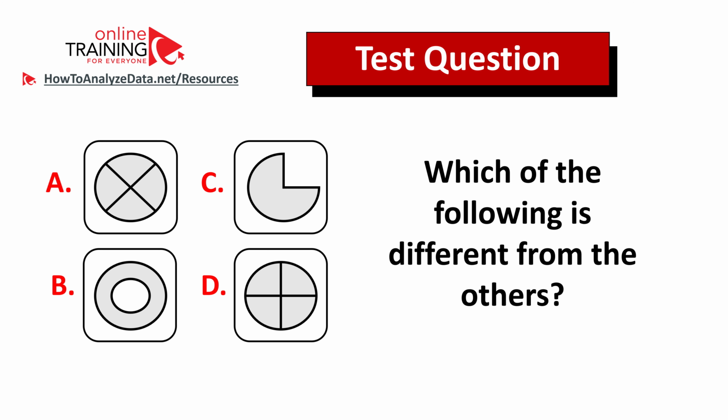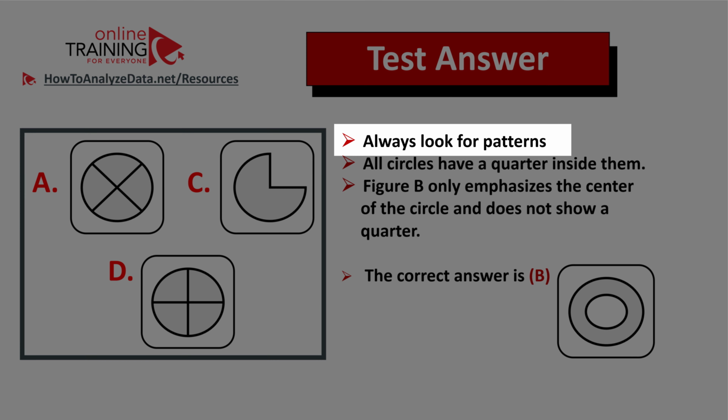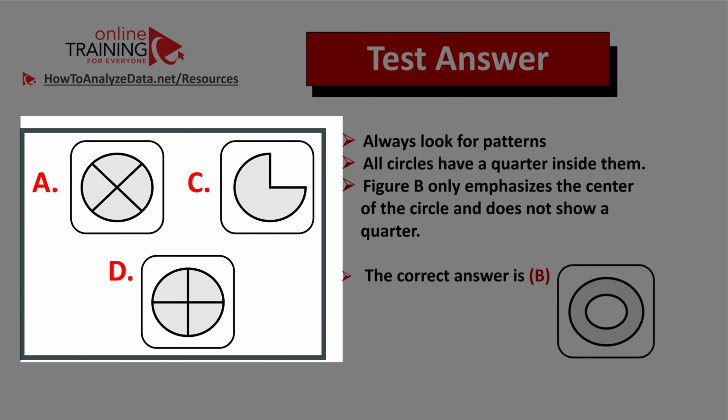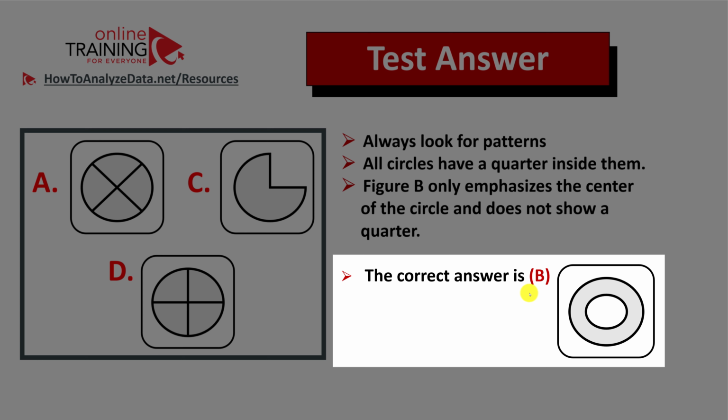Did you figure out the solution? Let's continue and get to the correct answer together. My advice to you is always the same. Always look for patterns. In this case, the pattern is quarters inside the circles. As you can see, choices A, C, and D do have quarters inside the circle in different ways. But choice B does not have any quarters. So that is the correct answer here for this particular question.